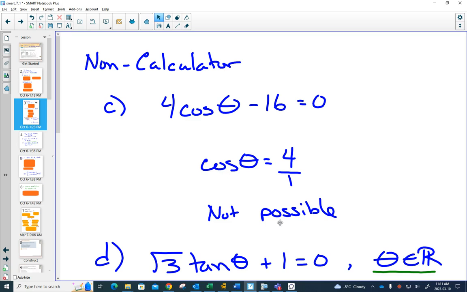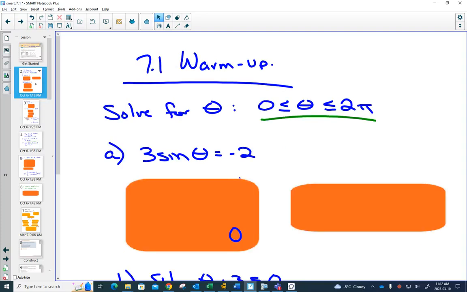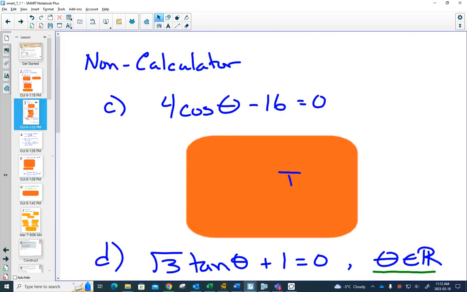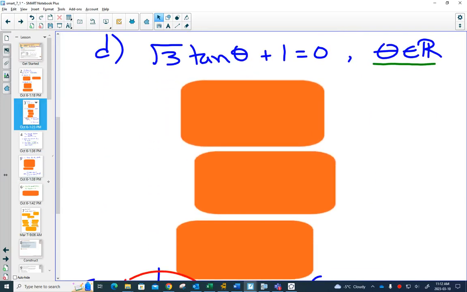Now, what chapter 7 does that's different than chapter 6 is this part that I've underlined in green. So now we're going to solve part D. Root 3 tan theta plus 1 equals 0. But instead of solving like normal, like the first ones, you notice how we had 0 to 2 pi? Now, we're going to solve for all the real numbers. And it's actually going to combine 2 things you learned in chapter 6 together.